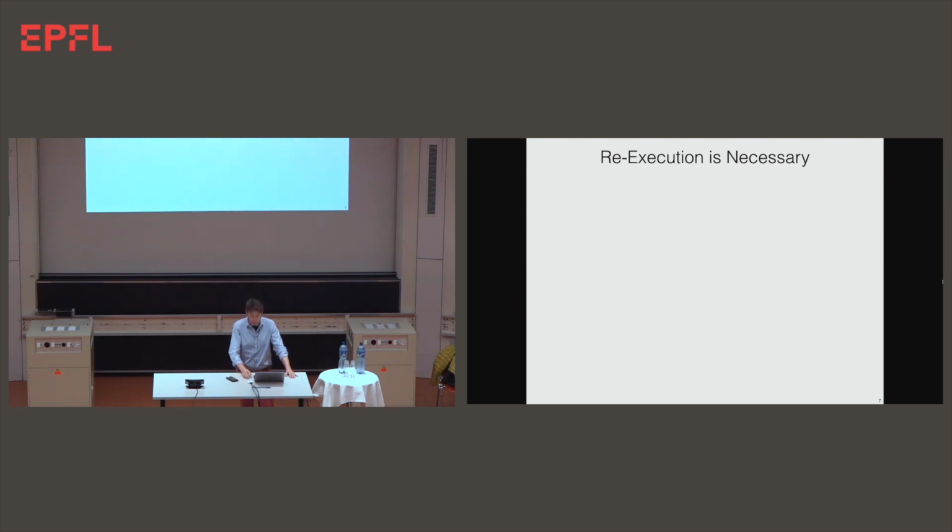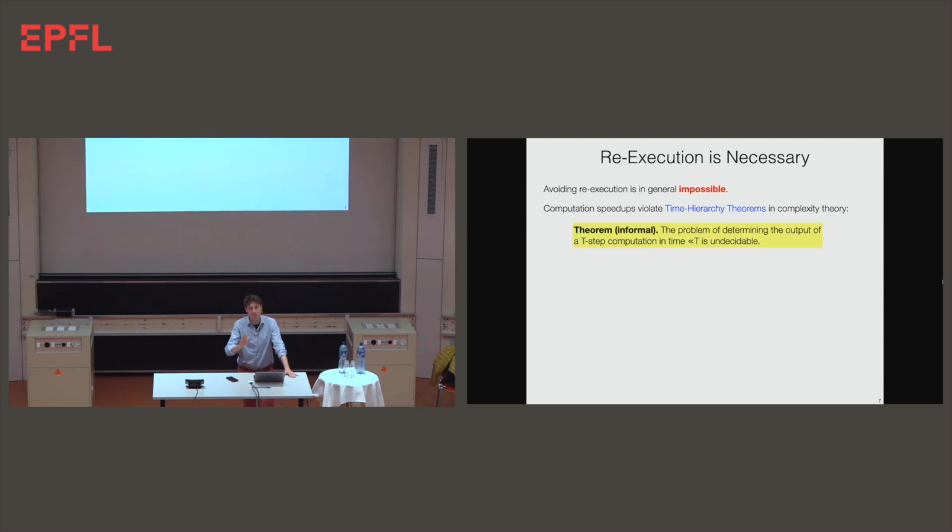Let me say why. So in general, it is impossible to figure out the result of a computation without really doing it. There are some results in complexity theory. These are known as time hierarchy theorems. At a very, very high level, it goes something like this. If you want to determine the output of a t-step computation in time that is much less than t, then that problem is itself undecidable.